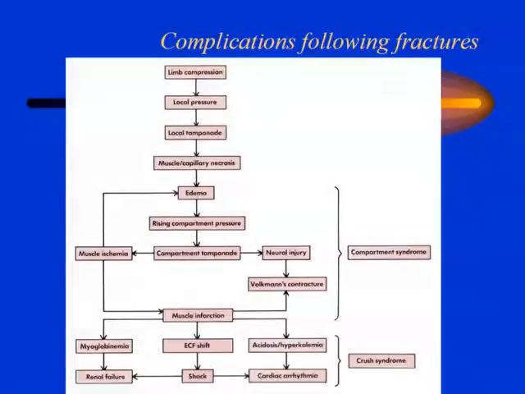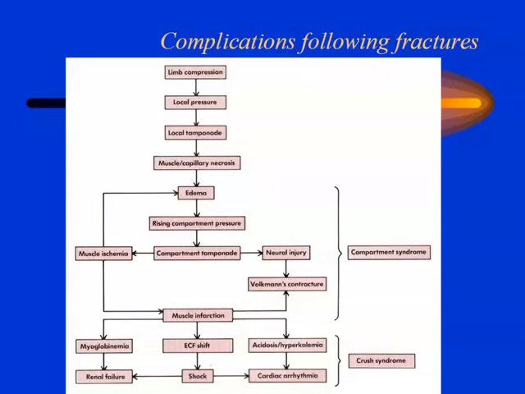This again is looking at complications following fractures. This is the one for compartment syndrome. For crush syndrome, you've got limb compression causing local pressure, local tamponade or pressure again in that area. Lots of edema. You'll have muscle and capillary necrosis that again leads to edema, rising in your compartment pressure, compartment tamponade, in other words, pressure pressing down on your arteries and your veins and your nerves in that area, causing muscle ischemia and neural injury.